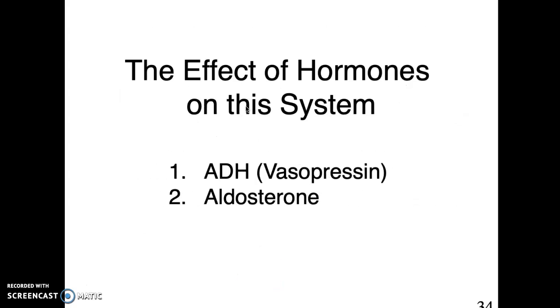Now, along in this system, there's also the effect of hormones. And we're going to talk about two. ADH, which is also called vasopressin, where ADH is anti-diuretic hormone. Anti-diuretic, meaning reduce the amount of urine that you make, or eliminate. And also aldosterone.